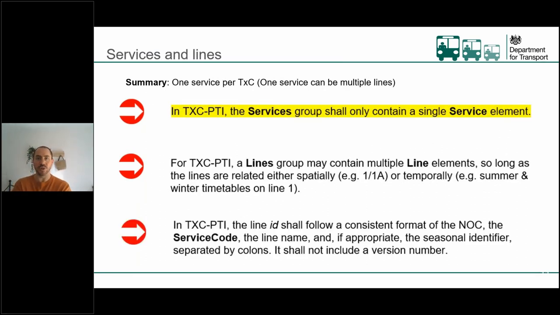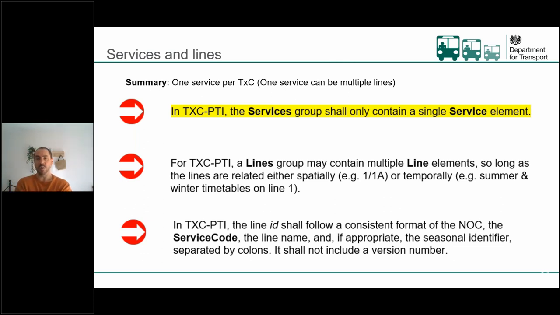Services and lines, this is an important concept, something that is highlighted. It's not my highlighting. So the services group should only contain a single service element. Now, TransXChange is more flexible than this. The TransXChange schema will allow you to include lots of services in the file, but the profile says that this should not be done. And the aim there is to reduce complexity in a file and remove problems in the file. It's also important to highlight that you shouldn't have different versions of the same service.